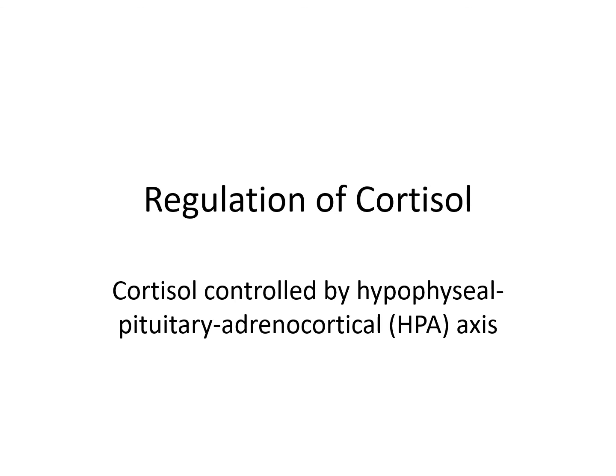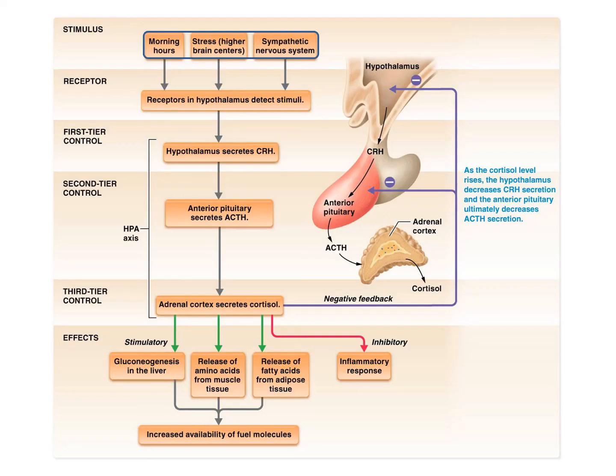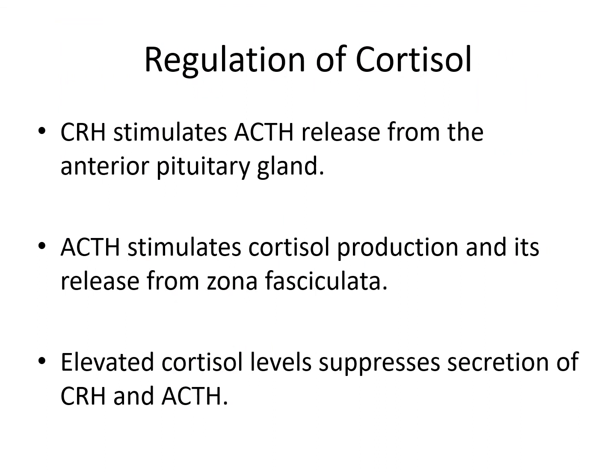How is it regulated? Cortisol is controlled by the hypothalamic-pituitary-adrenal cortical or HPA axis. So there is daily cortisol releasing hormone secretion in the hypothalamus, especially in the early morning hours. CRH is influenced by the cerebral cortex response to stressors, and also the sympathetic nervous system. So we have these three factors that may stimulate CRH release. CRH stimulates adrenocorticotropic hormone release from the anterior pituitary gland, and this stimulates cortisol production and release from the zona fasciculata.